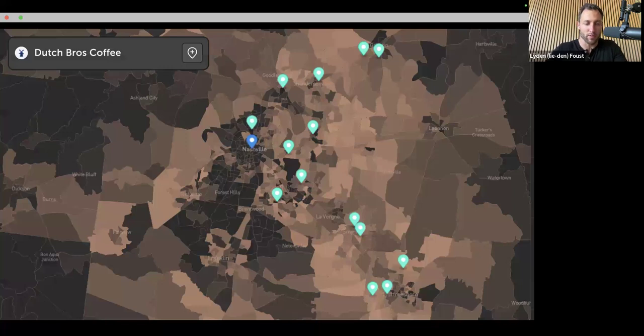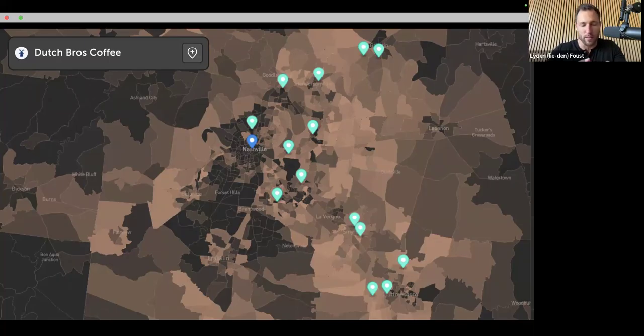Here's an example. What we're looking at is Dutch Brothers Coffee's portfolio locations in the Nashville area. I've got CBGs highlighted that have their highest concentration of customer segments. This is geodemographic customer segments, but you could use income, whatever you're using to map this. And you can see they've done a pretty good job of being near the residential neighborhoods where they shop.